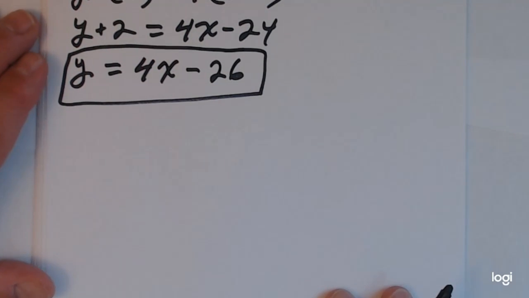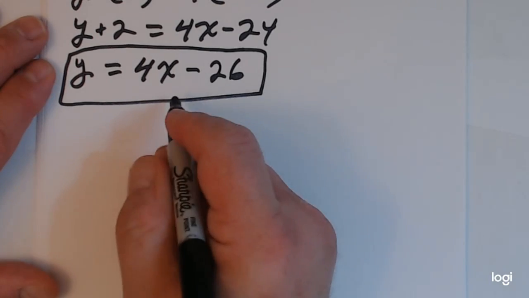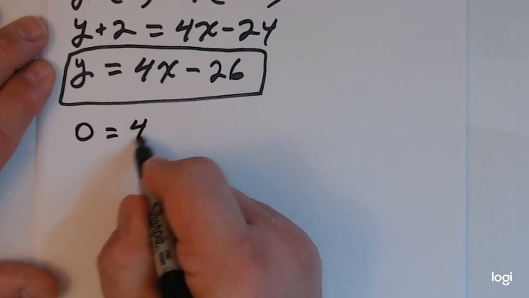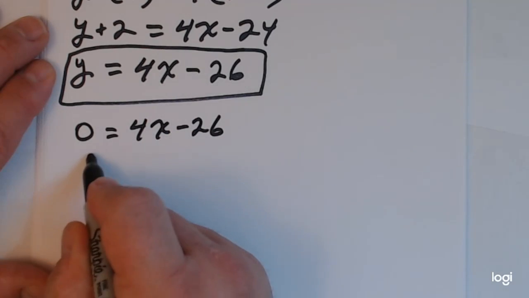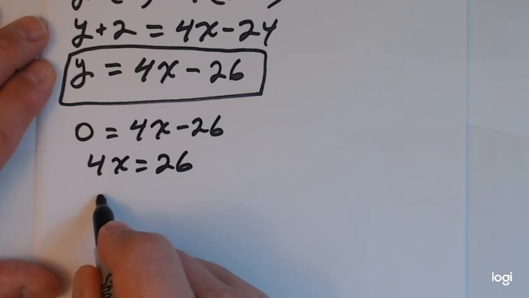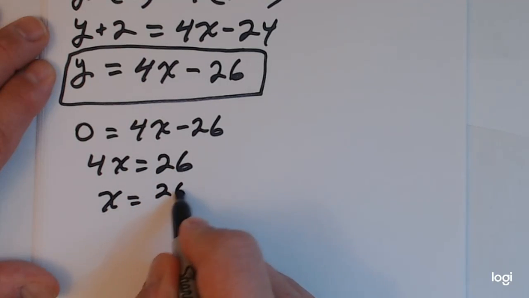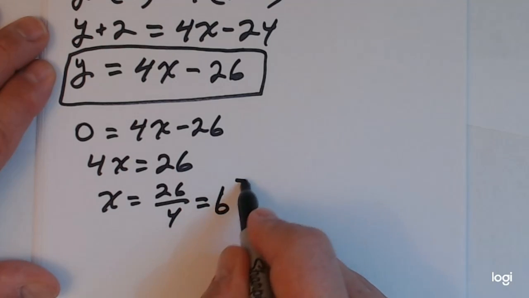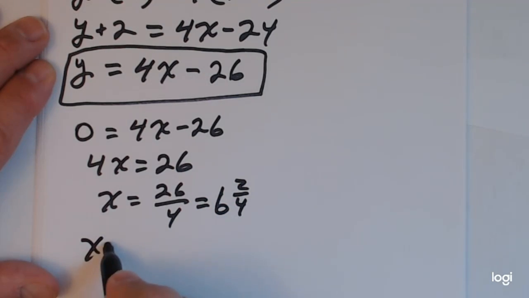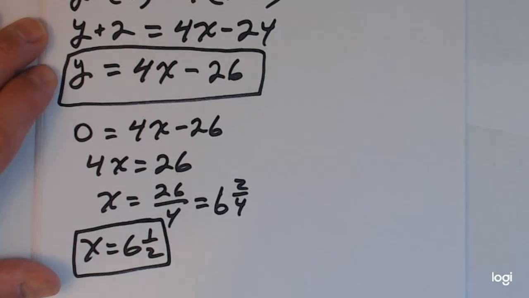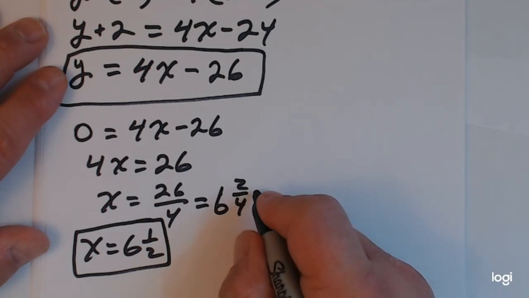We're going to graph this, so we need the x-intercept. So we're going to set our equation of the line equal to 0. 0 is equal to 4x minus 26. So add 26 to each side, we get 4x equals 26. X equals 26 over 4, and that's equal to 6 and 2/4. So x is equal to 6.5. 26/4 or 13 halves.